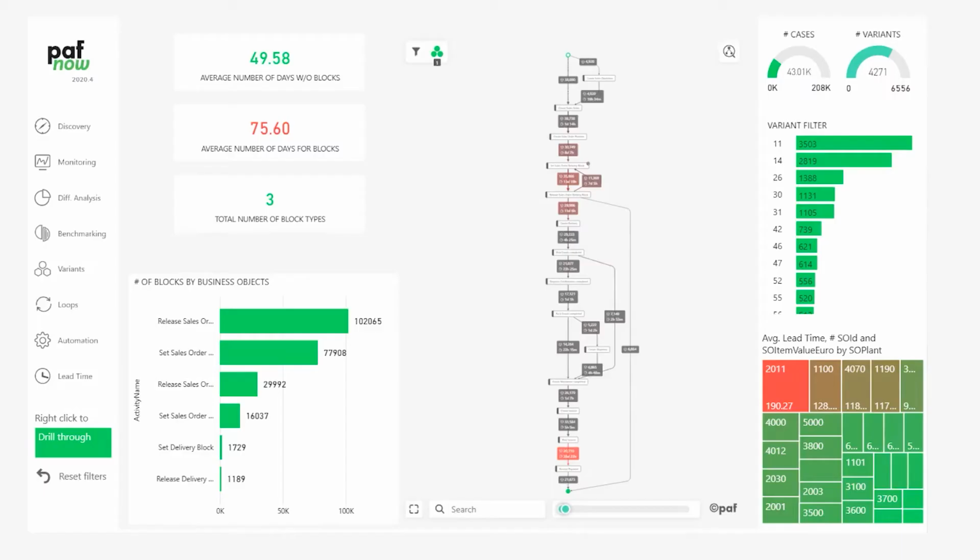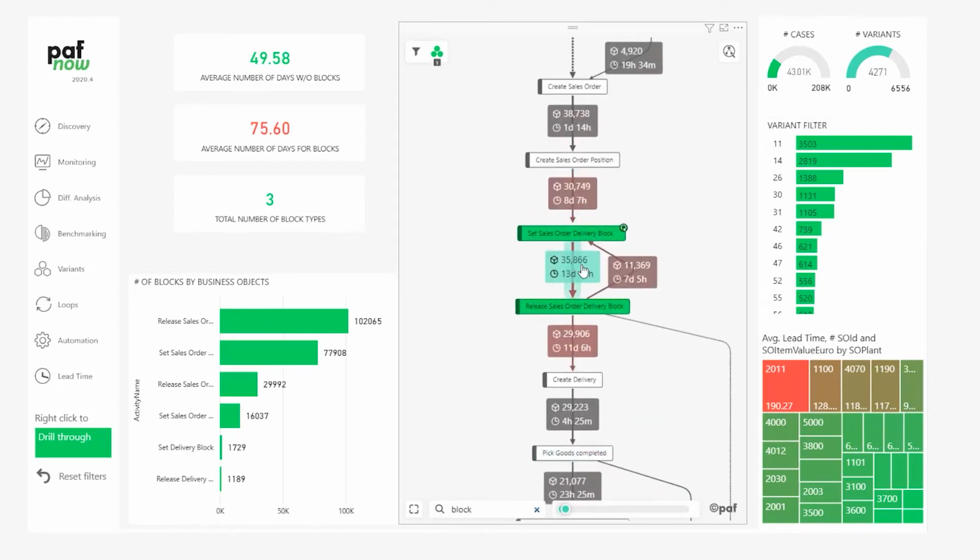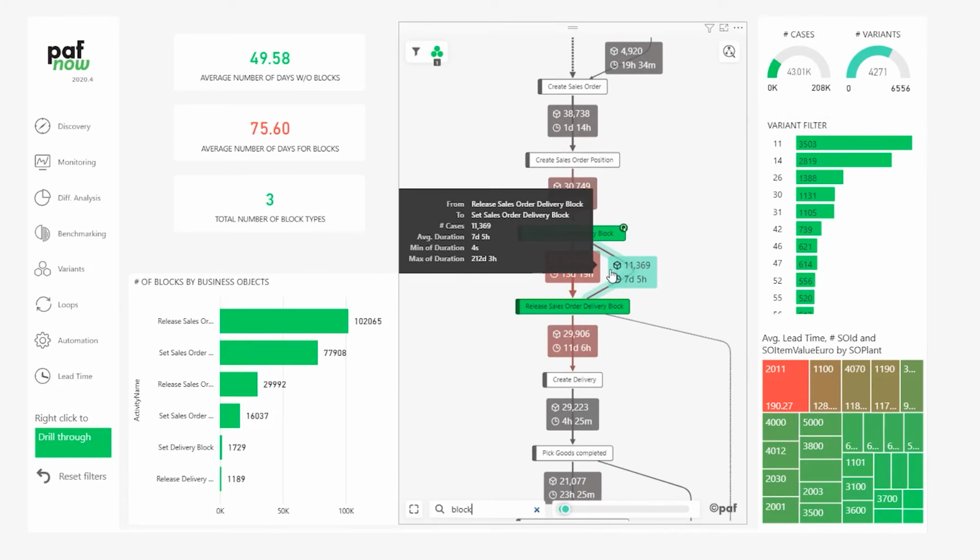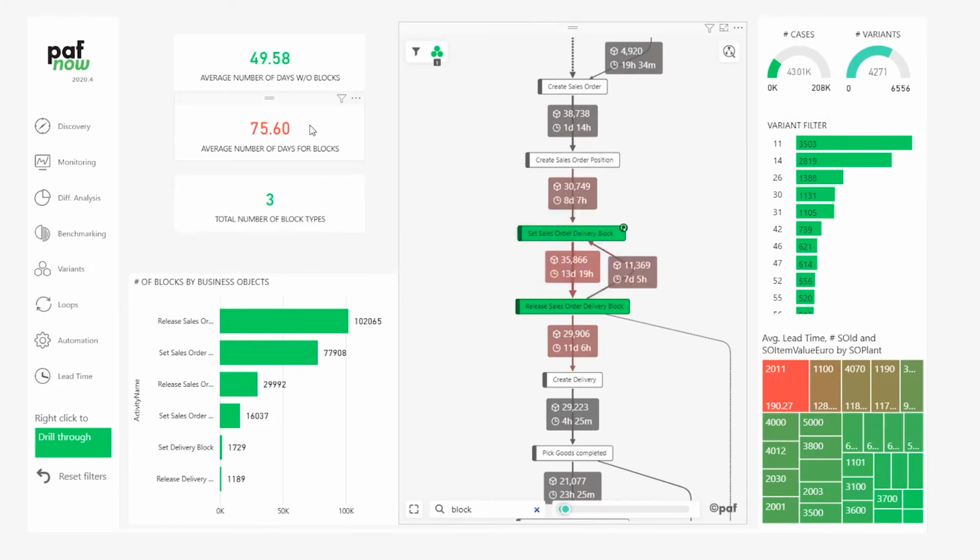In order to meet your SLAs and retain your high-value customers, it's most important to ensure touchless order processing. You can use PAFnow to visualize the process each customer goes through. This provides you with complete transparency on how many changes are done and how many blocks are placed in each process step. This, in turn, helps you spot areas of improvement in the direction of process standardization, process conformance, and automation potential.